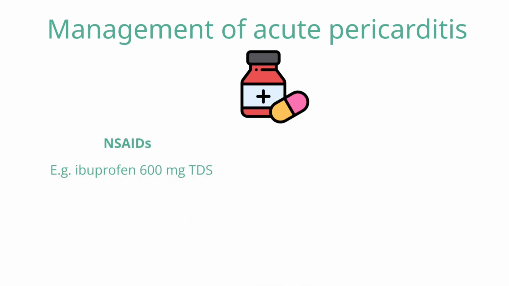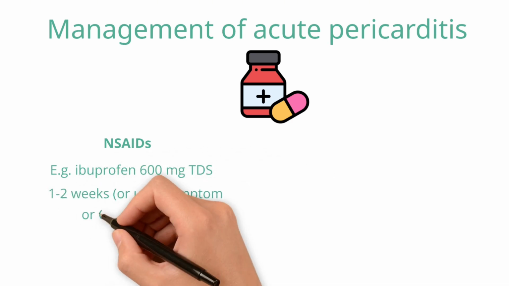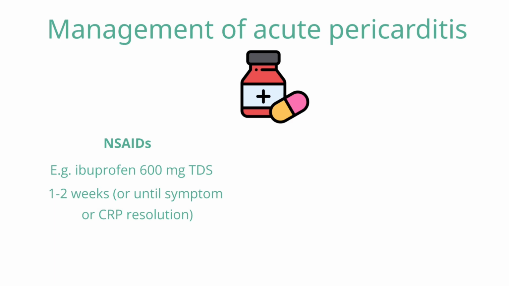is generally used for a duration of 1 to 2 weeks or until symptoms have resolved. Gastroprotection in the form of a proton pump inhibitor is often co-prescribed to reduce GI side effects.